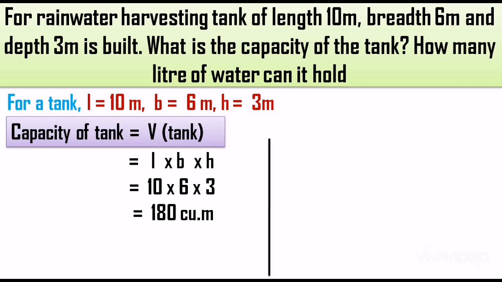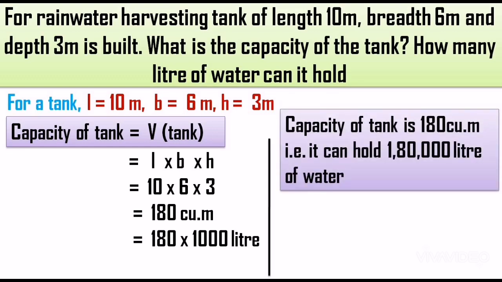So we have to multiply this time 180 by 1000. So in short, I can write 180 into 1000 liter, right? The moment you carry out the operation, we get the answer 1,80,000 liter of water is the capacity of the tank. Isn't it right? Yes. Do not forget to write both the final answers. Capacity of the tank is 180 cubic meter for the first one, and it can hold 1,80,000 liter of water in it.